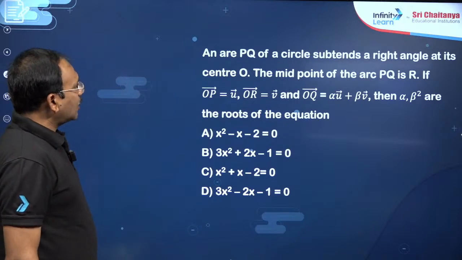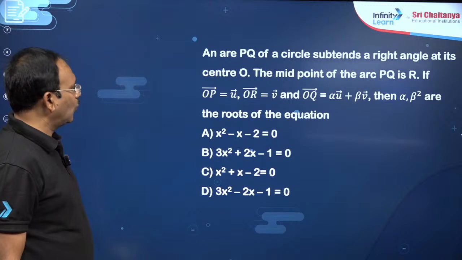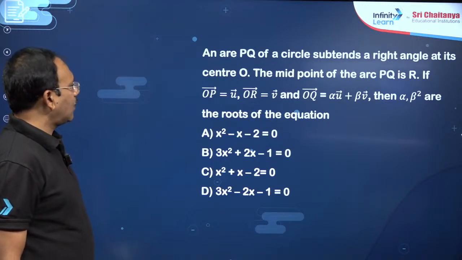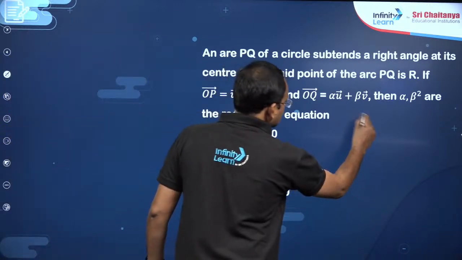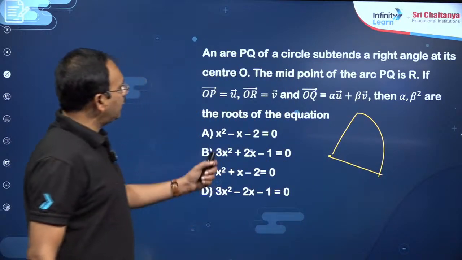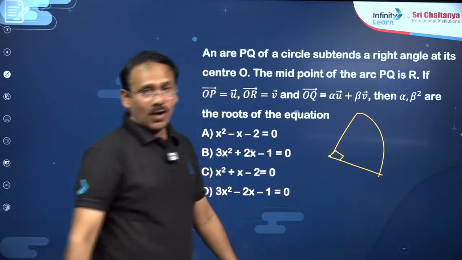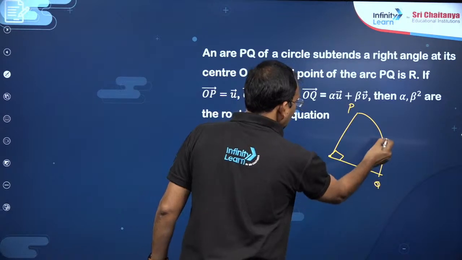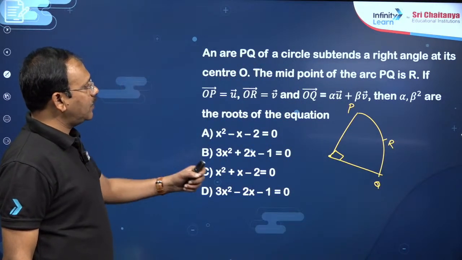An arc PQ of a circle subtends a right angle at its center O. The midpoint of the arc PQ is R. If OP bar, OR bar, OQ bar are given, then this question. You see, there is an arc, this is the center of the circle. An arc PQ subtends a right angle at its center, that means exactly a quarter circle it is. So suppose this is P, this is Q. So R is exactly midway between them. The midpoint of the arc PQ is R.